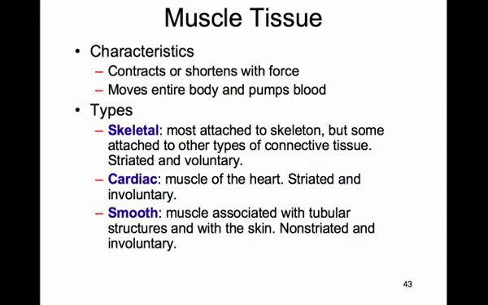Smooth muscle then is associated with tubular structures and with the skin and with organs. It's non-striated and it's involuntary. So the walls of the blood vessels and digestive system are smooth muscle. And in your skin you have muscles called erector pili that are attached to your hair follicles, and that's what gives you goosebumps. So those are involuntary and they're smooth muscle.